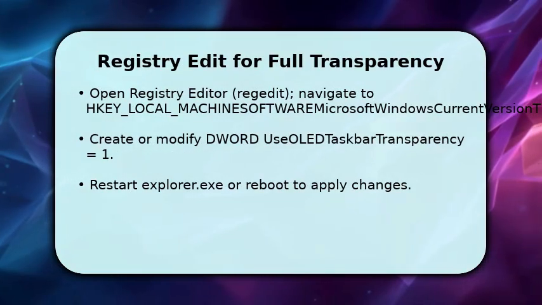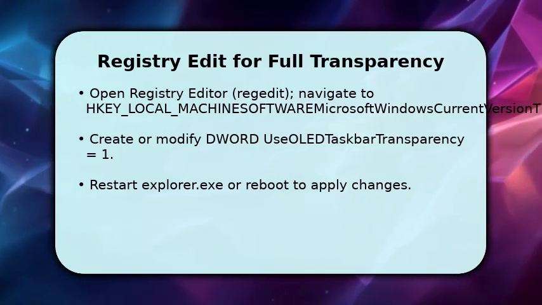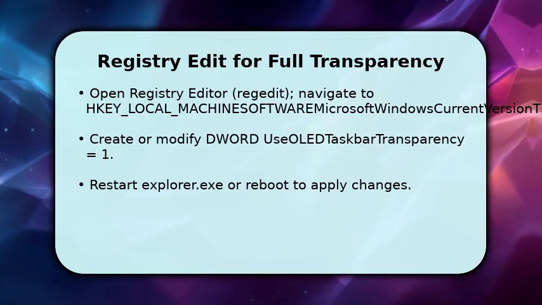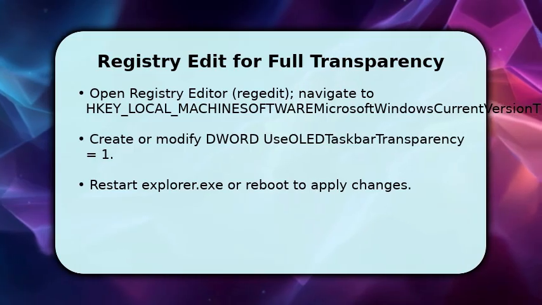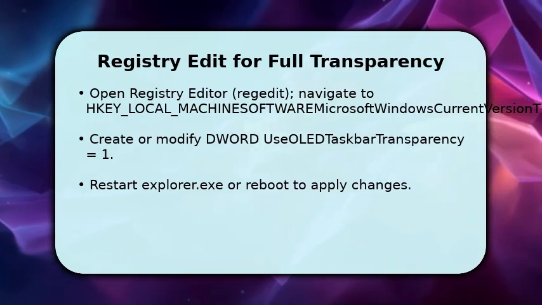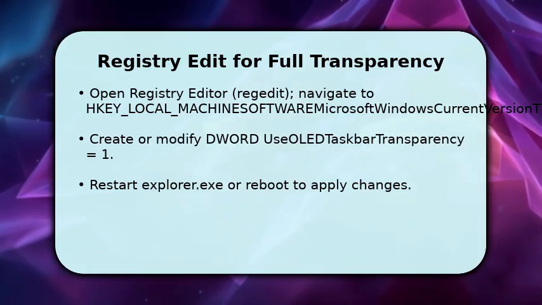Now perform the core change by editing the registry to unlock full transparency. Open Regedit and go to the Personalize key under CurrentVersion/Themes. Create or set the DWORD named UseOLEDTaskbarTransparency to 1. That forces a stronger transparency effect than the default toggle.